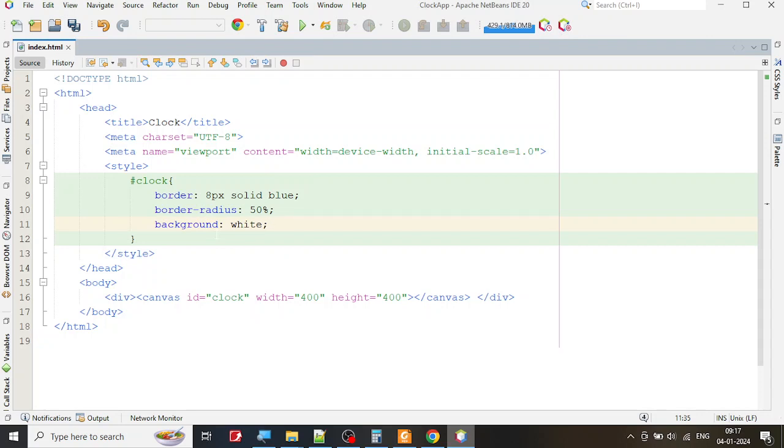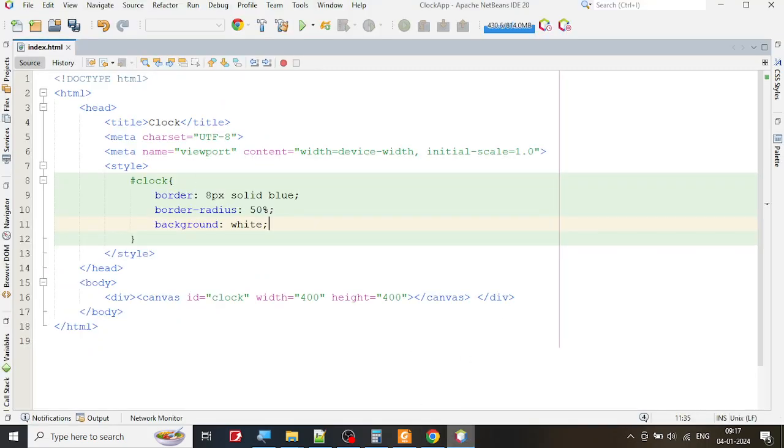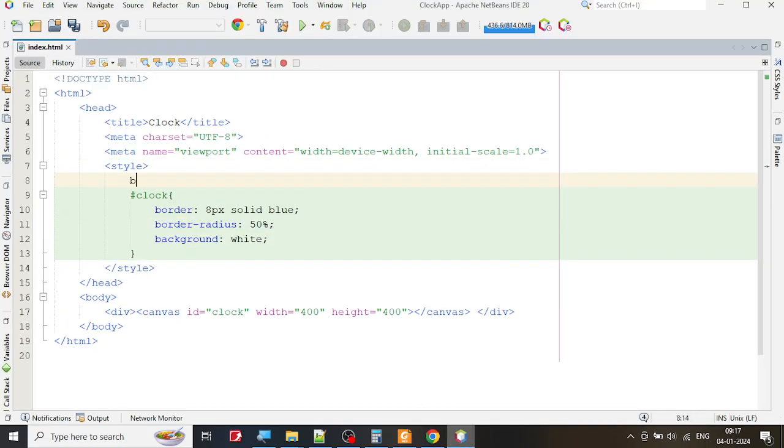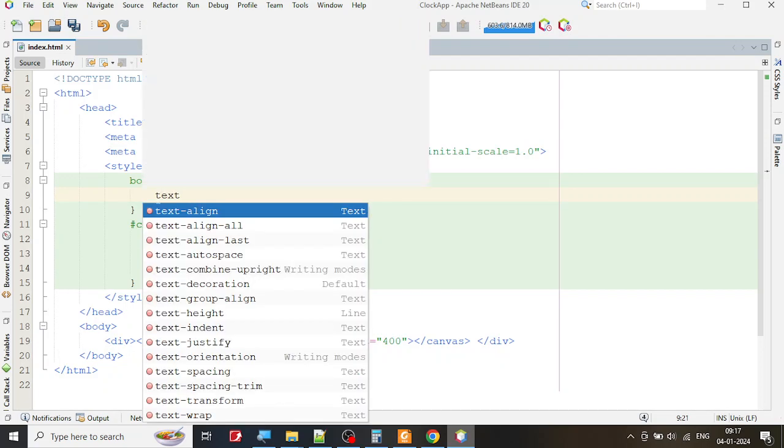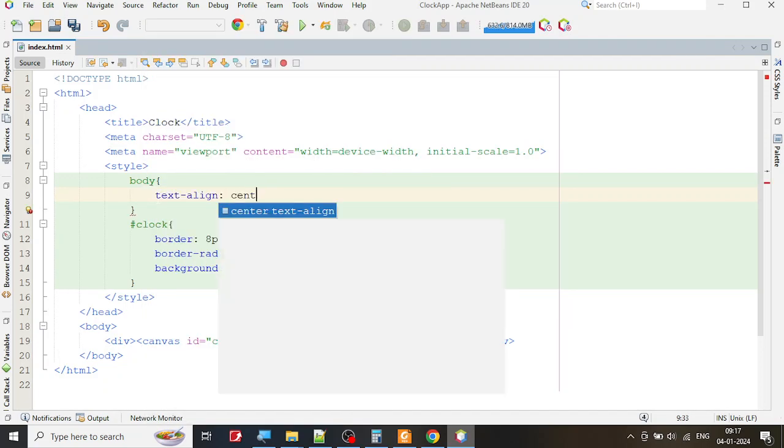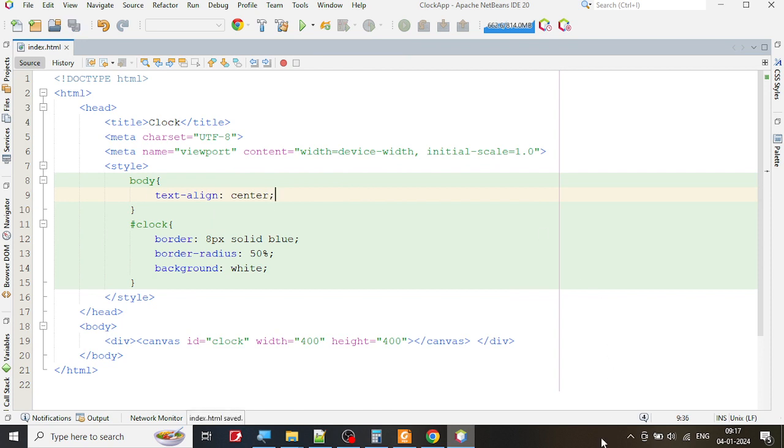Okay. Now, this is what we are supposed to do, but this clock is on the one side. So let me go to the body itself. That is my body tag that I'm using. See, body tag, directly I'm setting it, and I'm going to center the content of the body tag. So I'm going to say text-align: center. Control S, and we are there at the center. So this is what we have done.